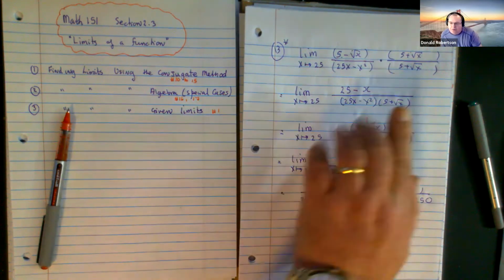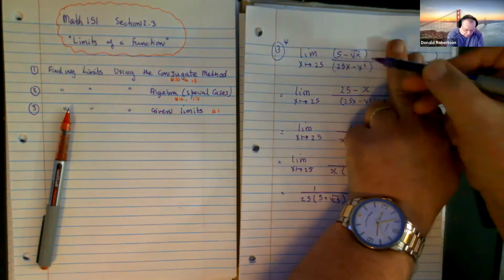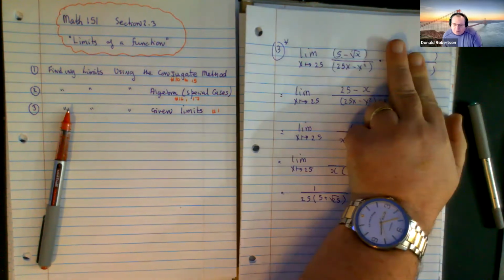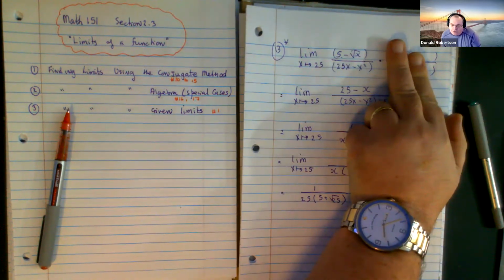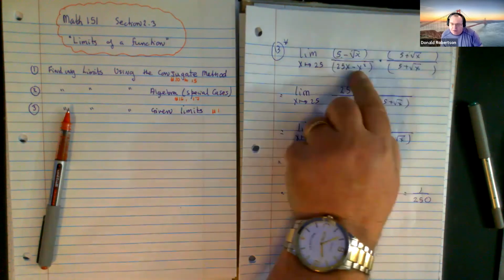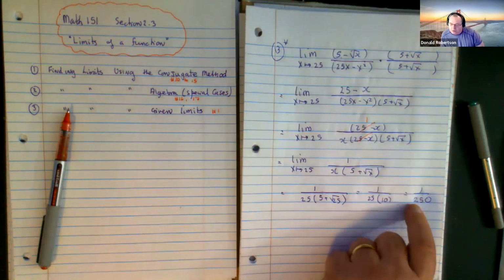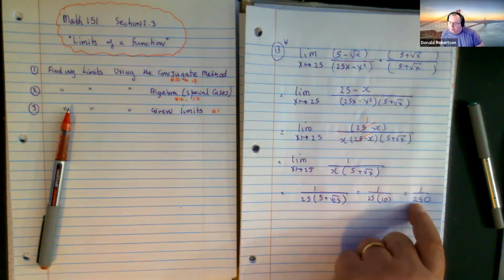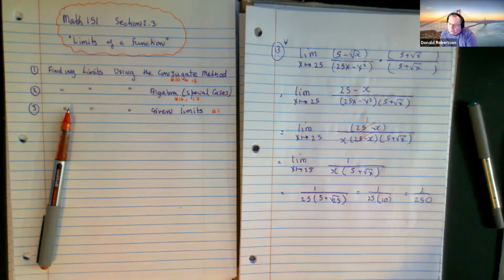So the limit of this original question, this ugly fraction here, as x gets closer and closer to 25, this fraction will get closer and closer to that guy. Are we still good?